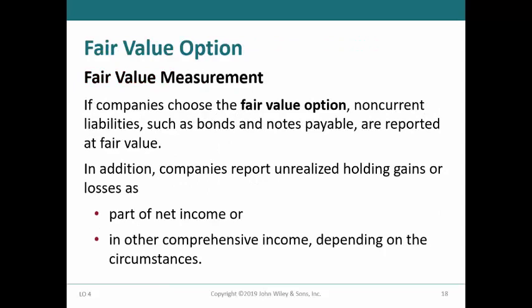When companies choose the fair value option, non-current liabilities are reported at fair value, and the unrealized holding gains or losses are reported as either part of net income or as other comprehensive income. Changes in the fair value of liabilities based on interest rate changes are reported as part of net income, and changes resulting from the credit rating of the company are reported as part of other comprehensive income.